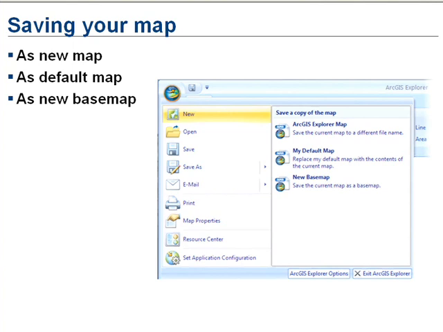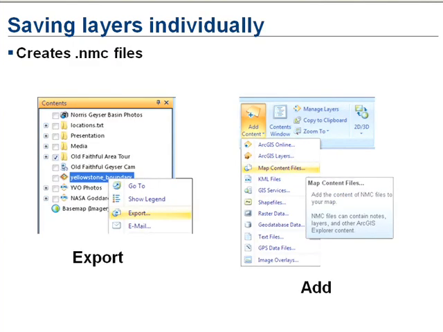You can also save out layers individually, and this creates a file with a .nmc extension. The map has a .nmf extension, which stands for New Map File. NMC stands for New Map Content. So you can export those directly by right-clicking in the contents, and you can also add them later or share them with other users.